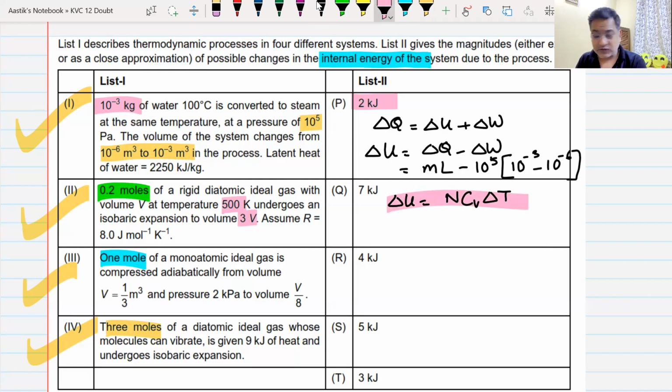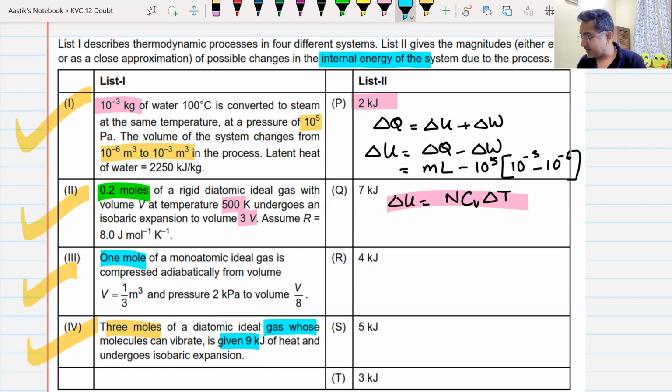You cannot do question number 3 because you have not done the adiabatic process. Question number 4 is as simple as this. 3 moles of an ideal diatomic gas whose molecules can vibrate. So vibration is coming here. If it vibrates on one axis, the degrees of freedom will become 7. So Cp will become 9. That's it. You have to find Cp by Cv.